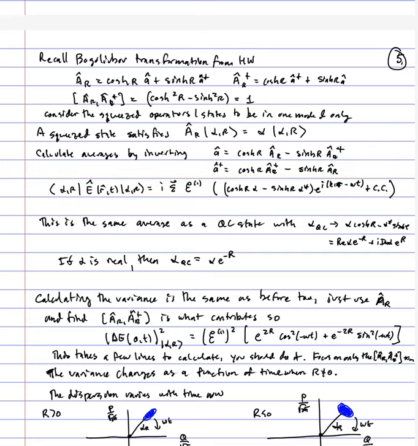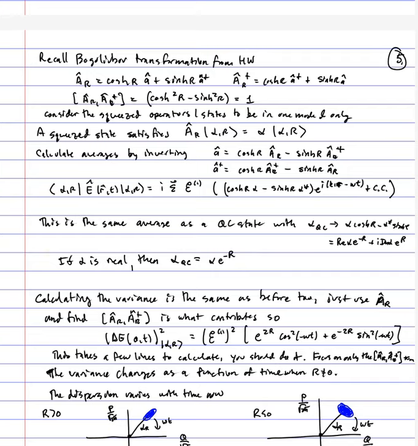Now this is the same average as we would get for a quasi-classical state if I used alpha quasi-classical equals alpha cosh r minus alpha star sinh r. And if I look at re-expressing that in terms of the real and imaginary parts, that's actually a very useful thing to do. You get the real part of alpha times e to the minus r plus i times the imaginary part of alpha times e to the r. Now, if alpha is real, then alpha quasi-classical is just equal to alpha times e to the minus r. And that's a very useful relation that we're going to be using.